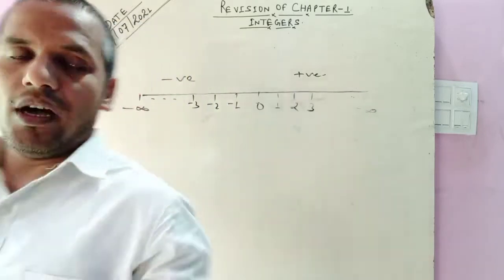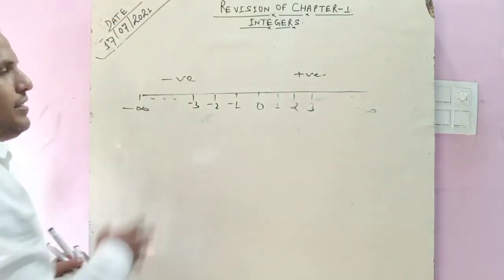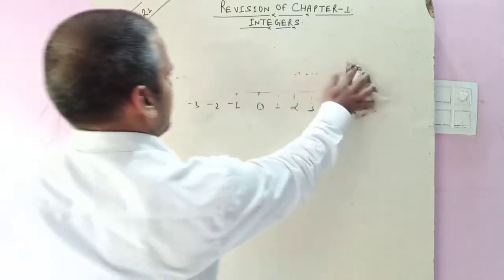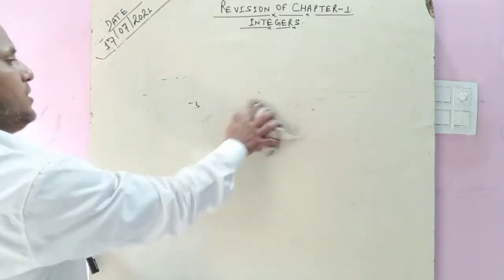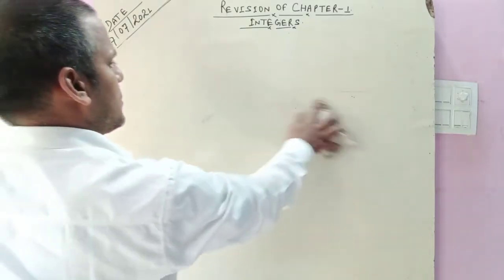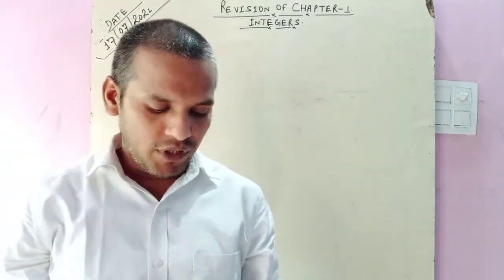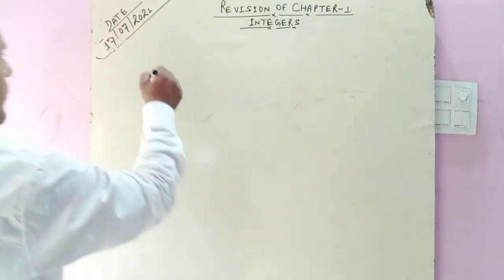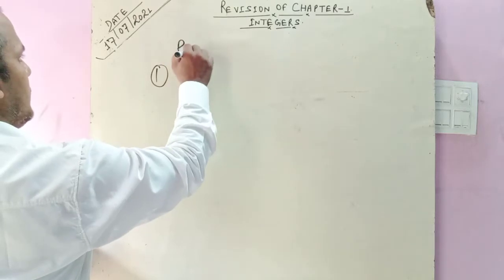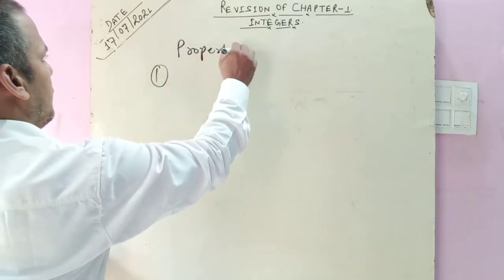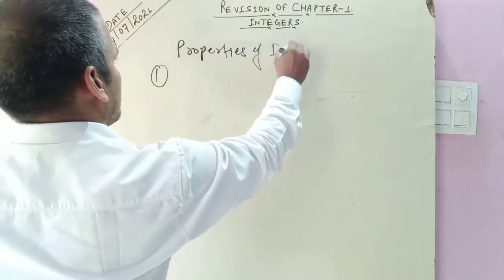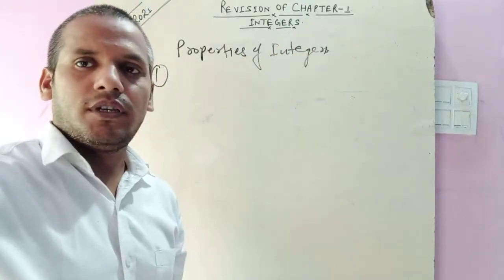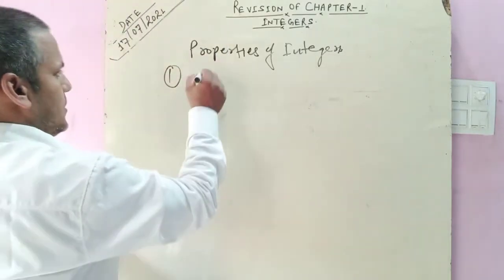So today in integers we will discuss the properties of integers. What are the main properties of integers? There are some properties of integers. How can we use these properties? We can use them in addition, subtraction, multiplication and division. Now the properties of integers. The first property is the closure property.